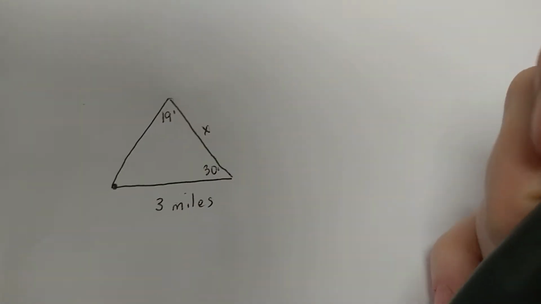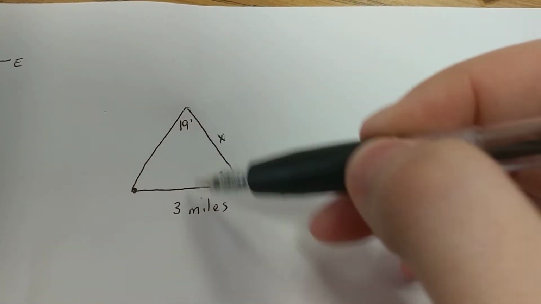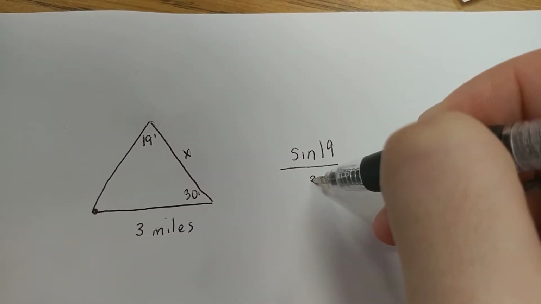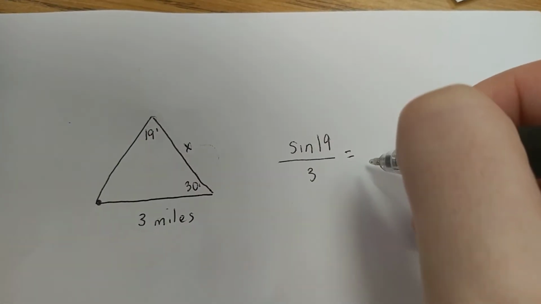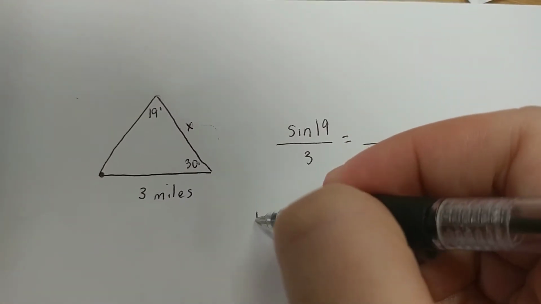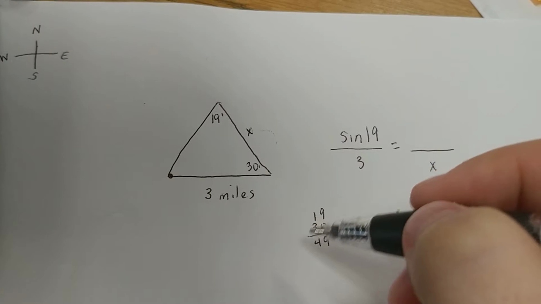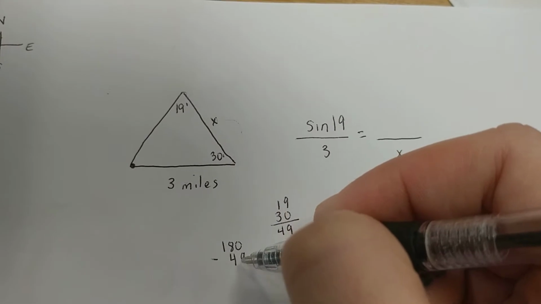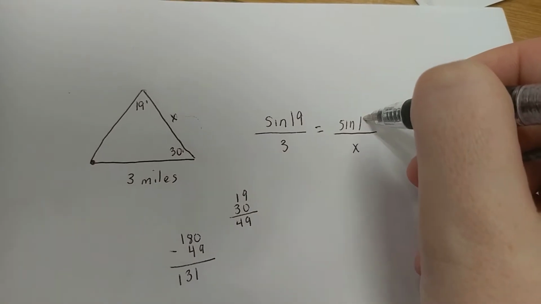Well, you ask yourself, just like every problem, do we have a right angle? No. Do we have an angle and the side across? Yes. 19 and 3. So you would set this problem up as sine of 19 over 3 equals, well, here we don't need this side over here, we need this side. So we know that X is going to go on the bottom because that's the side, but in order to find out what angle, you would add 19 plus 30 because that's the two angles we have, and you would take that answer and subtract from 180 because every triangle equals 180. That gives us 131 being the angle, so we would come over here and say sine of 131.